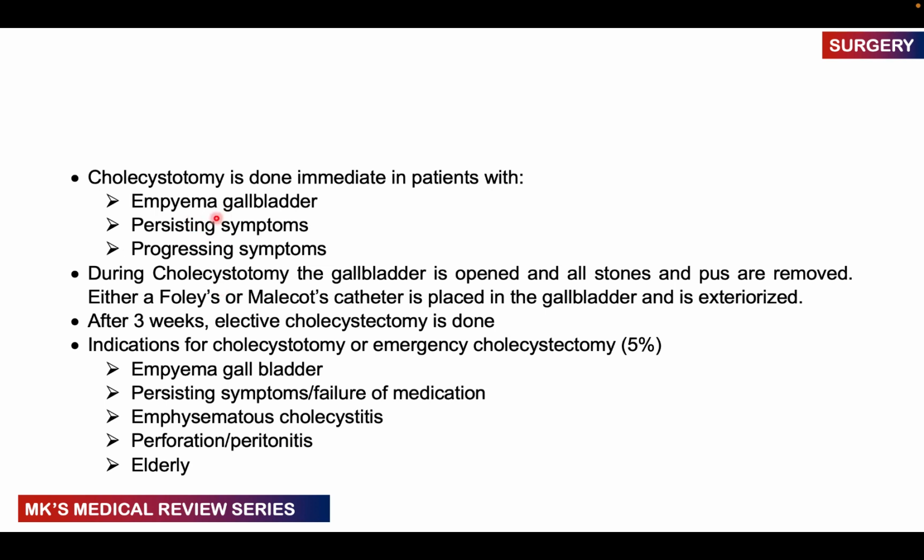Number 1, empyema of the gallbladder. If there is pus in the gallbladder, you get it removed immediately. Number 2, if there are persisting symptoms, you get it removed. If there are progressive symptoms, you also get it removed. And remember that during a cholecystectomy, the gallbladder is going to be opened and all the stones and the pus are going to be removed. And either a Foley's or a Malecot's catheter is going to be placed in the gallbladder and is going to be exteriorized. Then after 3 weeks, the elective cholecystectomy can actually be done.